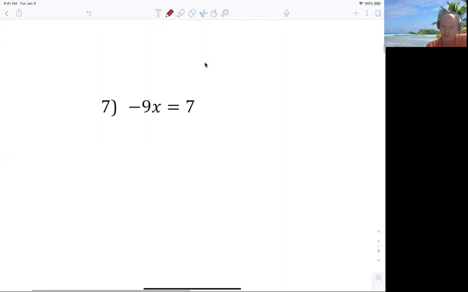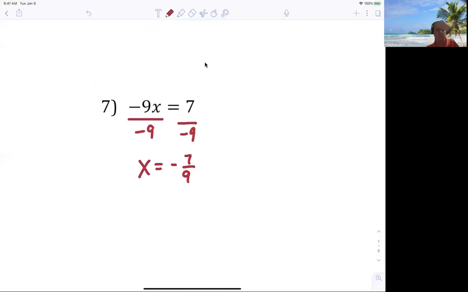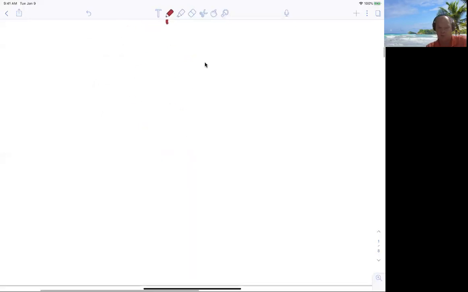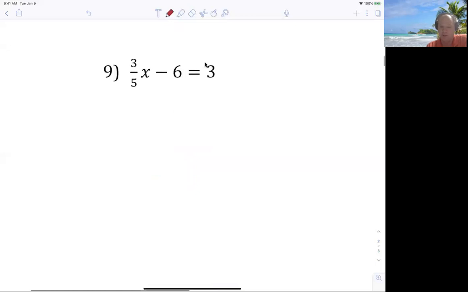Next problem, how do we undo multiplication? Divide. So x is equal to, now remember, it doesn't matter where the negative goes, but traditionally we just put it out in front as negative 7/9. All right, let's take a look at number 9. Step equation, add 6.